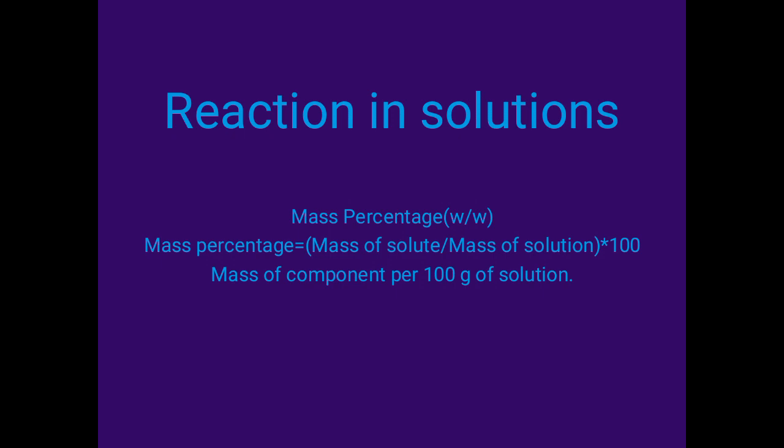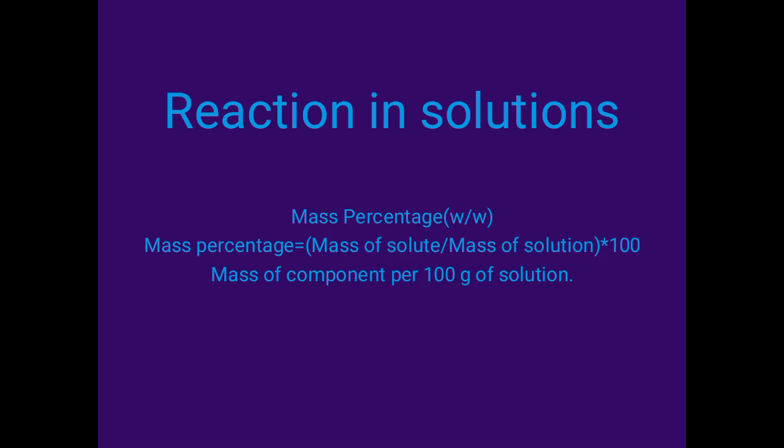It is also called weight percentage, and it is expressed by W by W. So the mass percentage of a component in a given solution is the mass of the component per 100 grams of the solution. What does it mean?